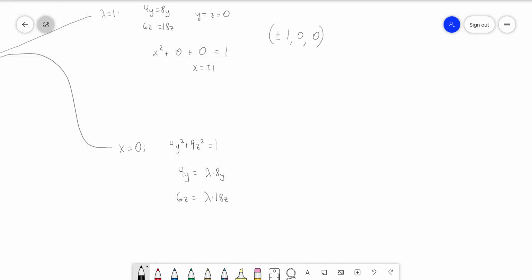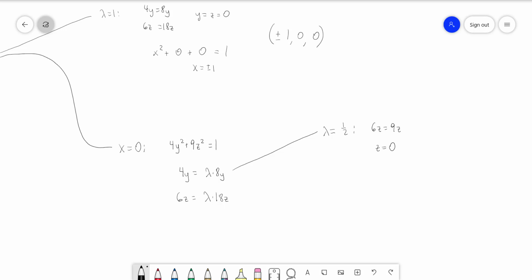Okay, and then I guess I'll just try to continue this logic. So let's look at this next equation here. In order for 4y to equal lambda times 8y, one possibility is that lambda would be equal to 1/2, so that you get 4y equal to 4y. But if lambda were equal to 1/2, then down here you would get 6z equals 9z. And then the only way for that to be possible would be for z to be equal to 0.